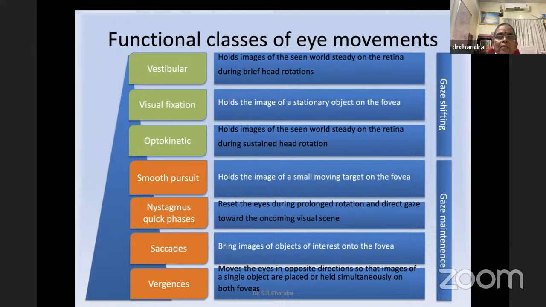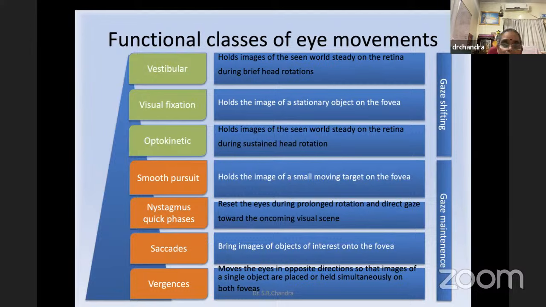For sustained head rotation, we have the optokinetic system. Next is visual fixation, which holds the image of a stationary object on the fovea. Then the optokinetic system holds images of the seen world steadily on the retina during sustained rotation. During brief rotation, the vestibular system is very quick to start. But after some time, it will stop responding. Then the optokinetic system takes over for sustained rotation. It has a longer initiation time. The optokinetic system is slow to initiate, but it is steady.